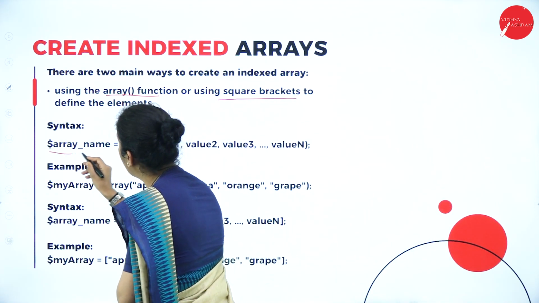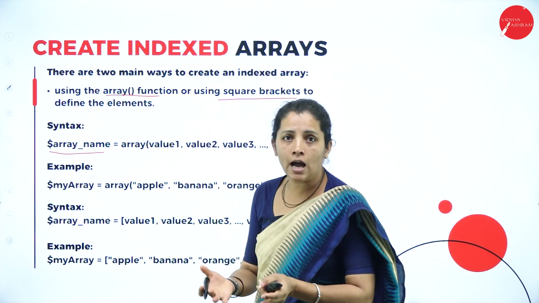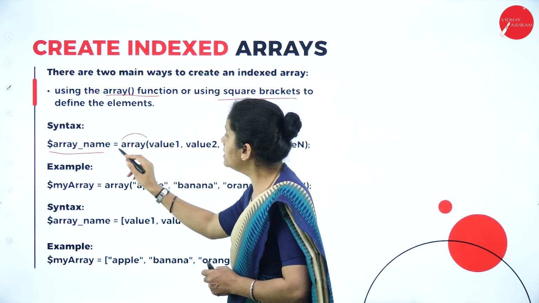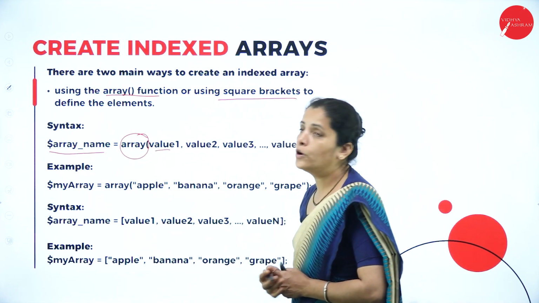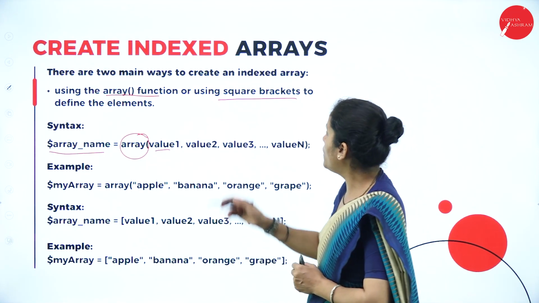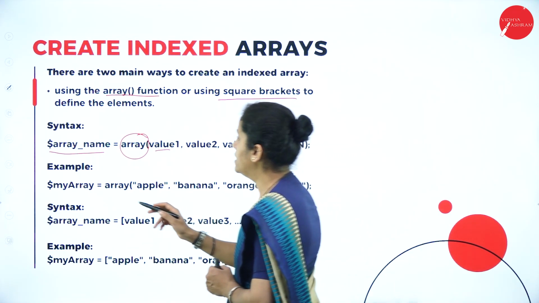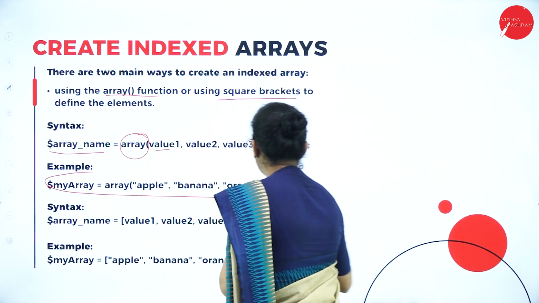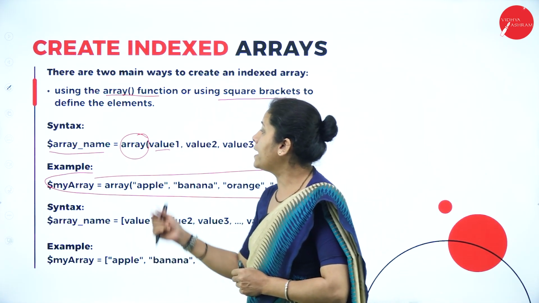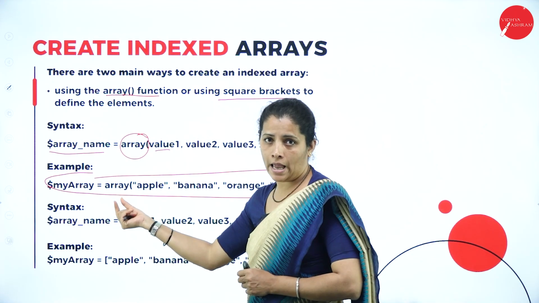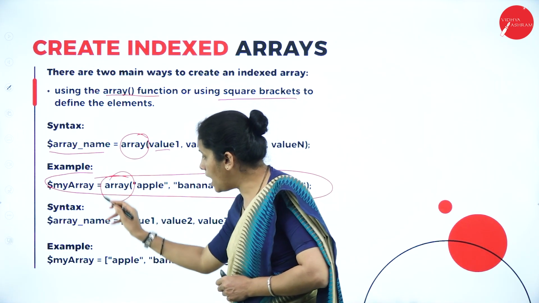So, it is nothing but my array name, and I'm not going to specify the size of the array. I'm calling the function called array, and I'm going to pass the values: value 1, value 2, value 3 up to value n. Now, see here, this is my example. What's my array name? My array name is myArray. And I'm calling the function array.